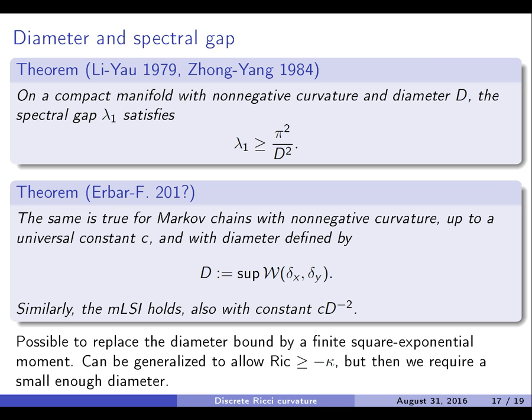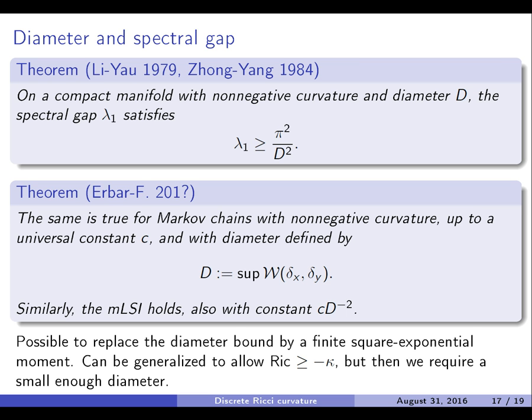For the non-negative curvature setting, of course, you expect just non-negative curvature not to be enough to ensure a spectral gap. If you just look at R^n and the Brownian motion, there is no spectral gap, so you'd need some extra assumption anyway. And what they showed is that bounded diameter is enough to ensure a universal control on the spectral gap.